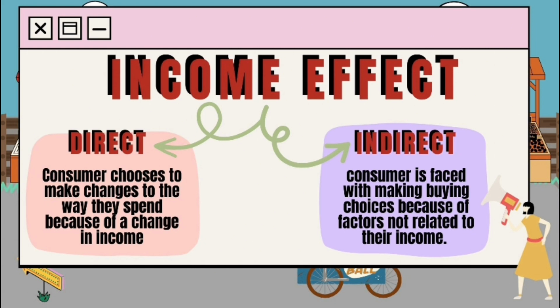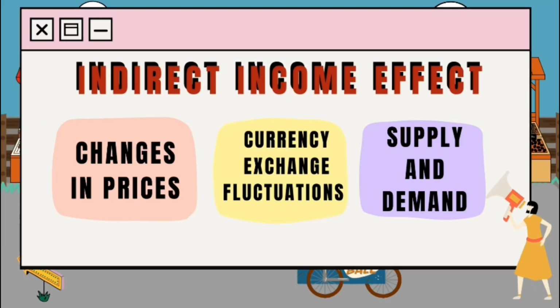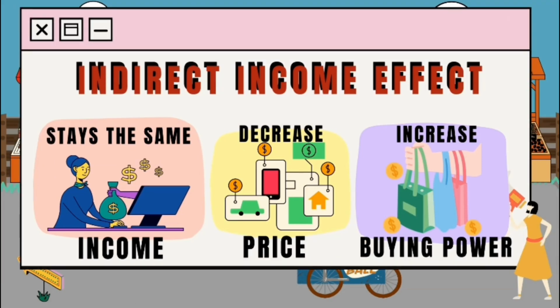An income effect becomes indirect when a consumer is faced with making buying choices because of factors not related to their income. Some of these factors are changes in price, currency exchange fluctuations, supply and demand. For example, a change in the price of a good will alter the effective buying power of your income. Even if your income stays the same, if the price of something you buy frequently goes down, you can afford to buy more of it.